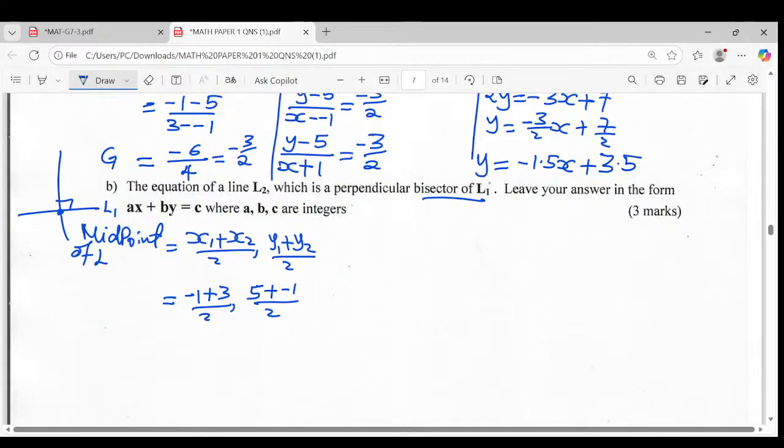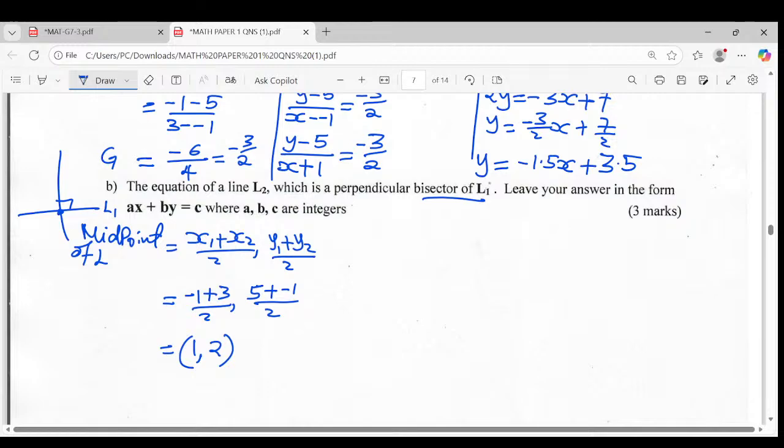So you realize that -1 plus 3 becomes 2. You divide it by 2, you get 1, comma. 5 plus -1 becomes 4. You divide by 2, you get 2. So the midpoint is the point (1, 2).